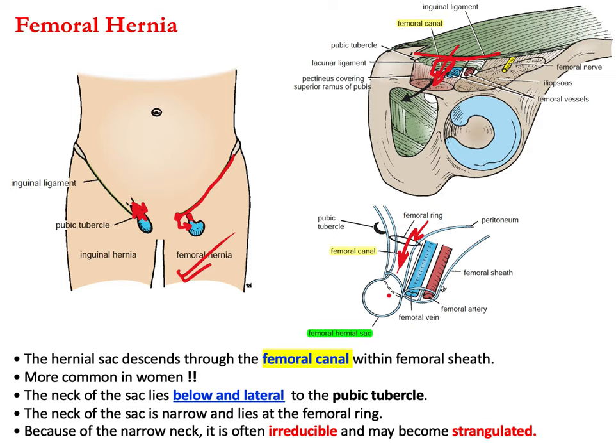So guys, sometimes, because the neck, this is the hernia sac, this is the neck of it, and this is the body of it. So the neck of the hernia sac usually struggles within the femoral ring, and because of the narrow neck here, it becomes irreducible. You cannot return it back by your finger or so, and it becomes strangulated.